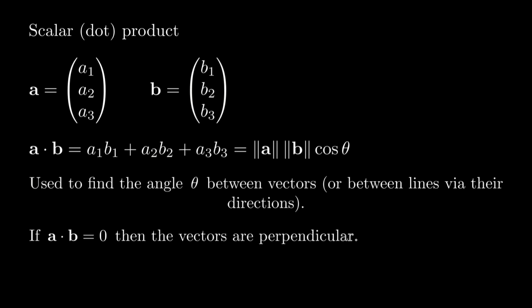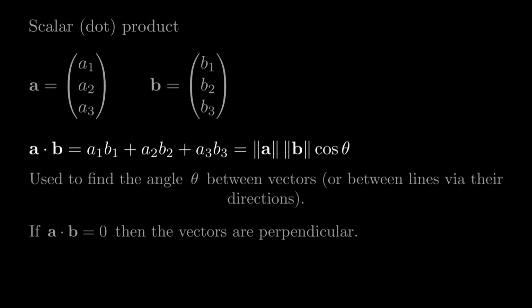And because of this, if A dot B is equal to 0, then the vectors are perpendicular, since cos 90 must be 0, as you will know from trigonometry. So this would make the entire dot product equal to 0. So if A dot B is equal to 0, then the vectors must be perpendicular.